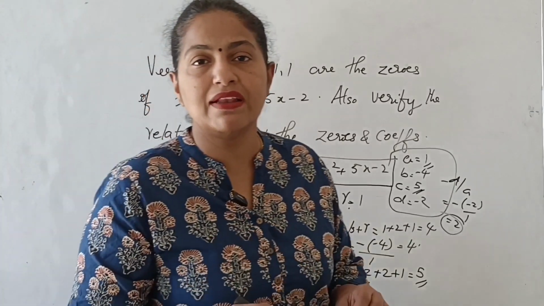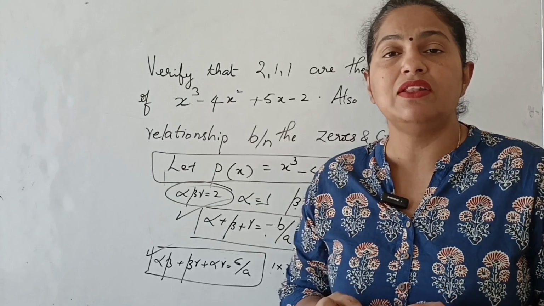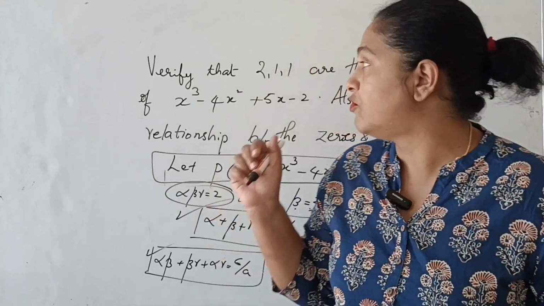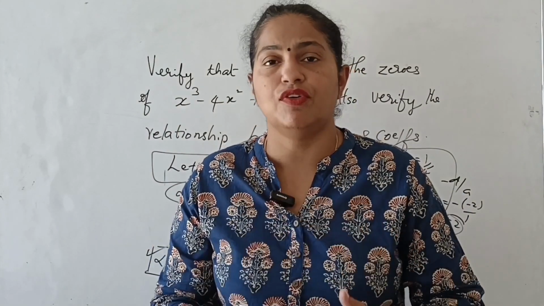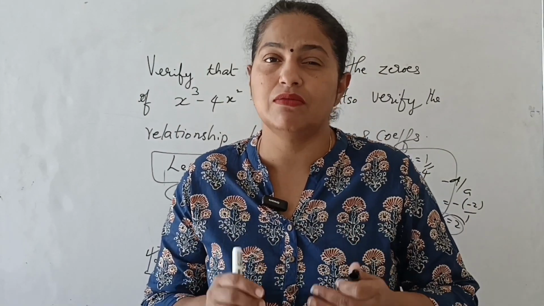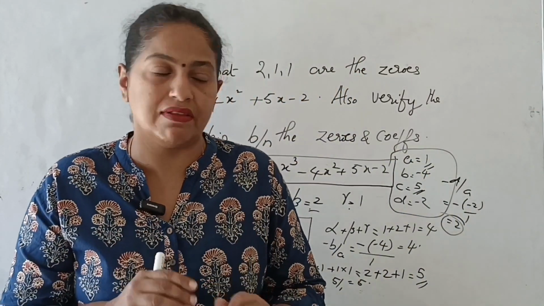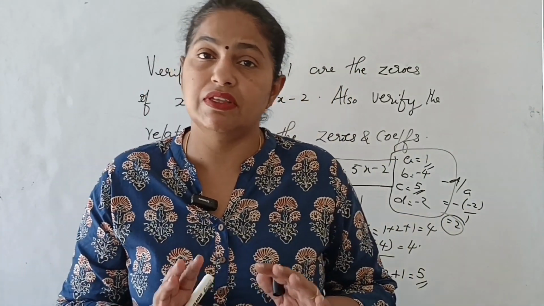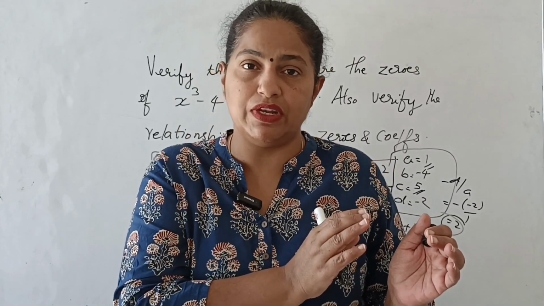So now you can see that all the three relations between alpha, beta and gamma and the coefficients have been checked for this particular question. So I hope this is a very straightforward question, actually a very easy one, except that a little bit of calculations are there. That is all that is there. So I hope you are clear with this particular type of sum. Let us do a different type of sum over here now.